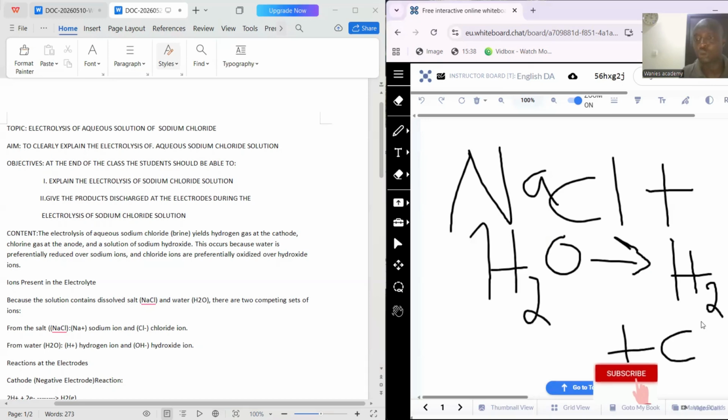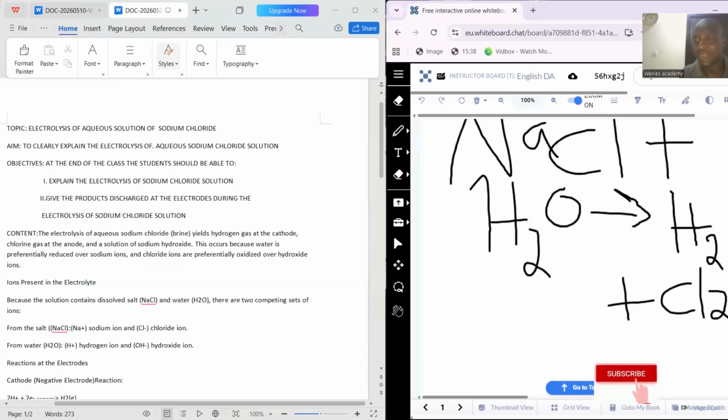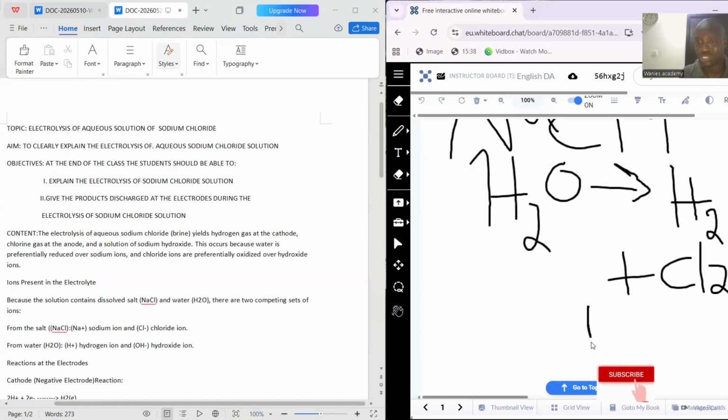Then there's a solution of sodium hydroxide that is present as a byproduct in the solution. So sodium hydroxide is also present as a byproduct in the solution. So also take note of that. Very, very important.